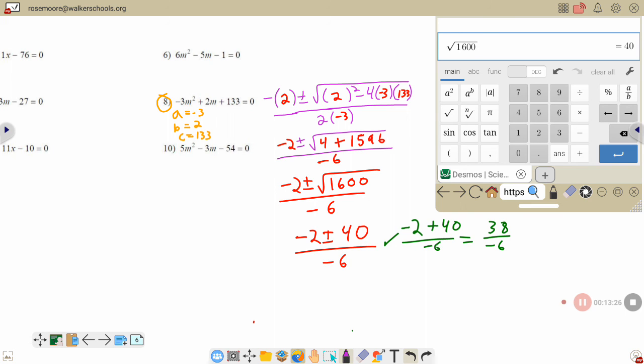Gross. Does reduce though by 2. So we should end up with, casually knowing that, 19 over 3, and it's going to be negative because I have a positive divided by negative. And now for the subtraction, we'll have negative 2 minus 40 over negative 6, which is negative 42 over negative 6, which is a positive 7. And that's all, folks.